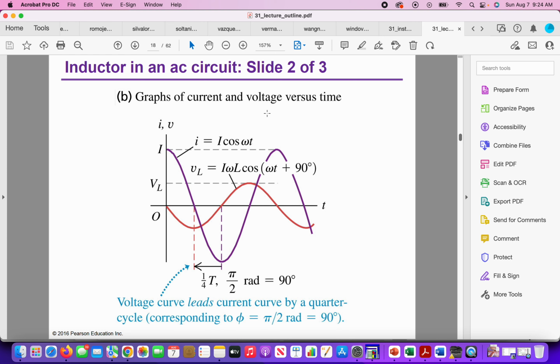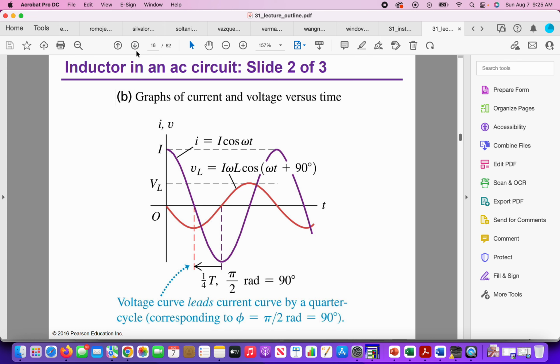This is the graph of current and voltage versus time, and here we have I and V. If you look here, they are out of phase, and the voltage leads the current curve by a quarter cycle. The current has its maximum here, whereas the voltage curve is starting here. This is I cosine omega t, and this is VL equals I omega L cosine omega t plus 90.